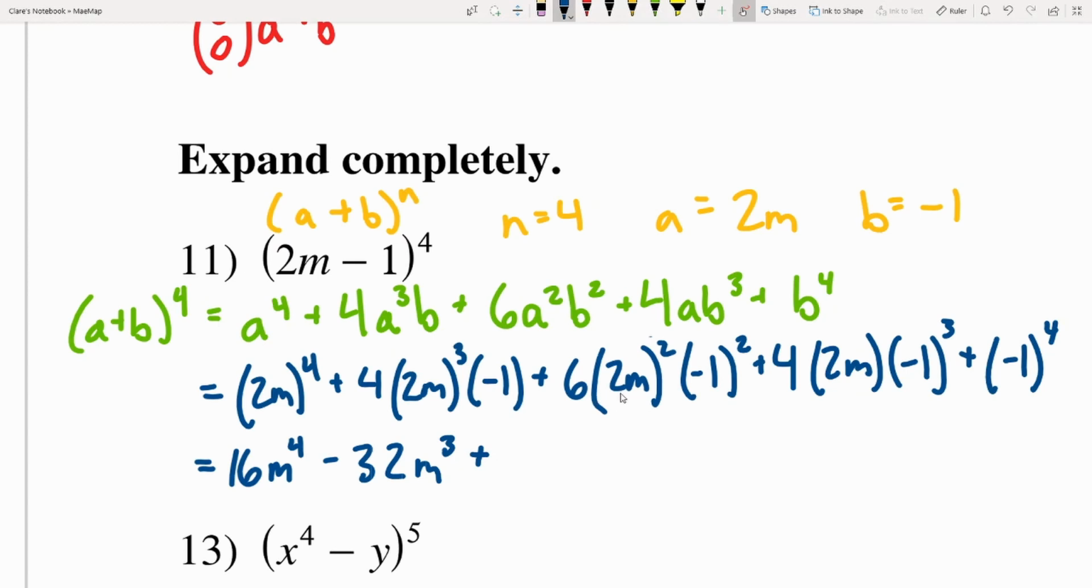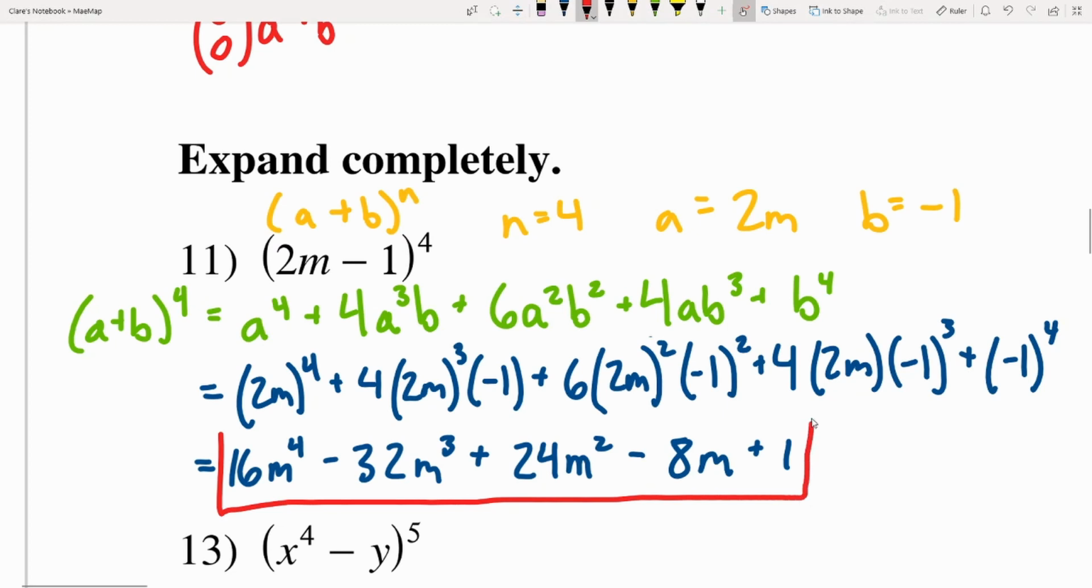So 6 times 2 squared is 6 times 4, which is 24, and I'm multiplying that by a positive 1. So 24 times m squared, and then 4 times 2 times negative 1 cubed is going to be negative 8, so I'm going to subtract 8, and that's multiplied by m, and then I'll add that to negative 1 to the 4th, which is a positive 1. So that's my solution in number 11: 16m to the 4th minus 32m cubed plus 24m squared minus 8m plus 1.